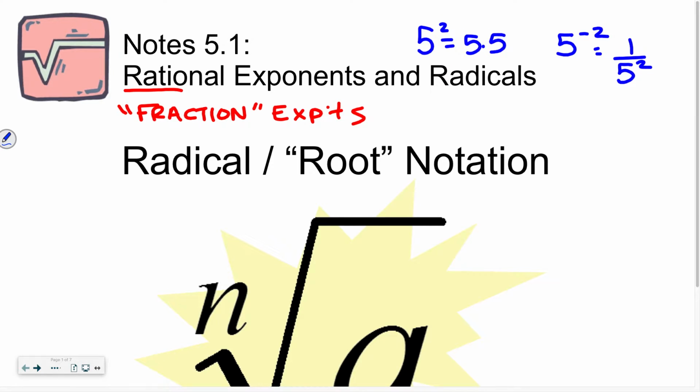Okay, so that's going to be important in this chapter as well. Maybe make a little note to yourself up at the top margin today. Negative exponents don't make things negative. Negative exponents flip what they touch. So that might be helpful.